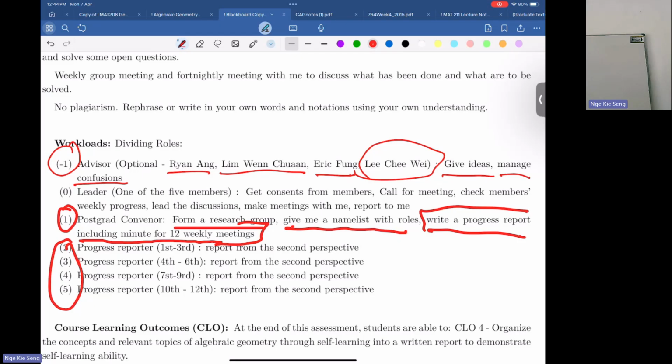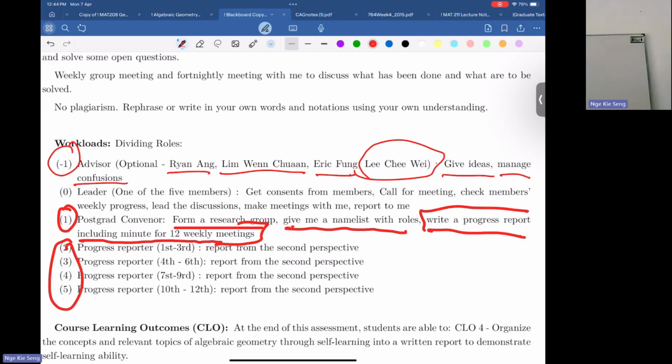So this leader here, basically what you need to do is discuss among the 5 of you: who is the leader? What does this leader do? This leader needs to call for meetings, check weekly progress, ask whether your friend has read something or not, and then make a meeting with me and report to me. Lead the discussion. I'm not sure whether the master is willing to do it or not.